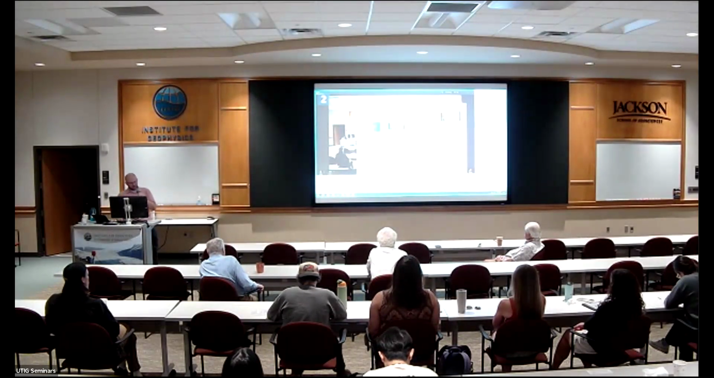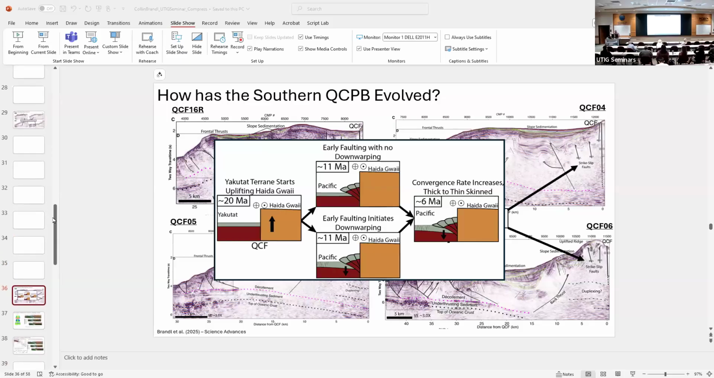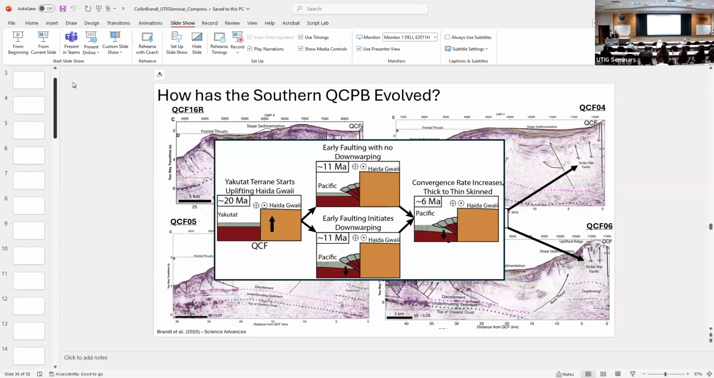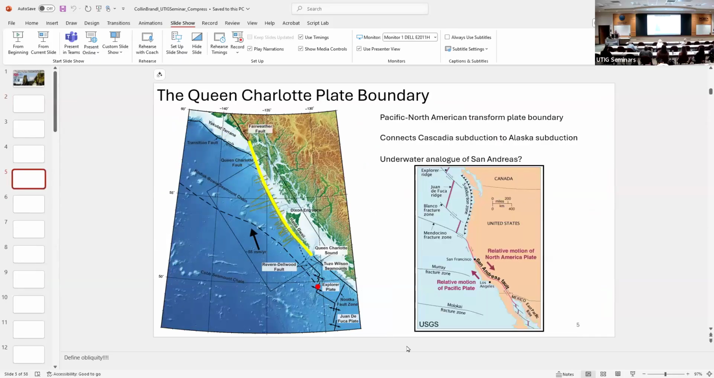So between Queen Charlotte and Cascadia is the Explorer microplate and the Queen Charlotte triple junction area. So this whole region is very unstable right now, and it's been actively evolving. This dashed line you can see is called the Revere-Dellwood fault. People have thought that potentially that fault is taking over the strike slip motion from the southernmost Queen Charlotte.